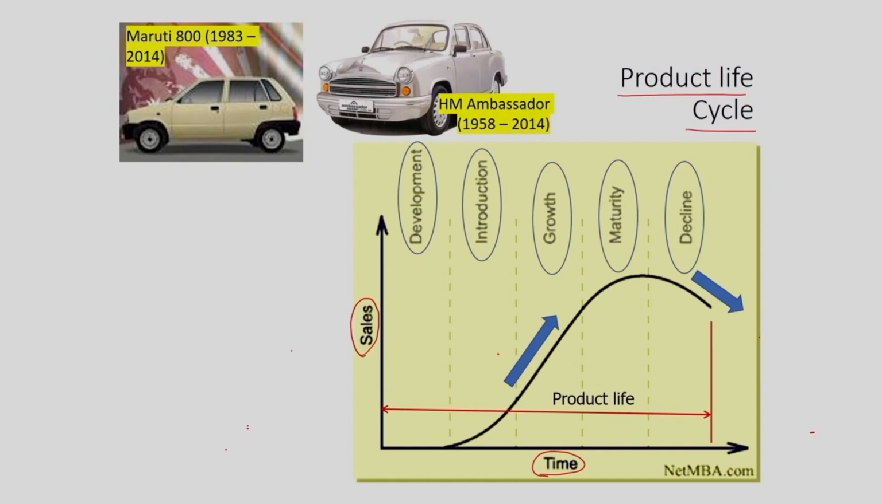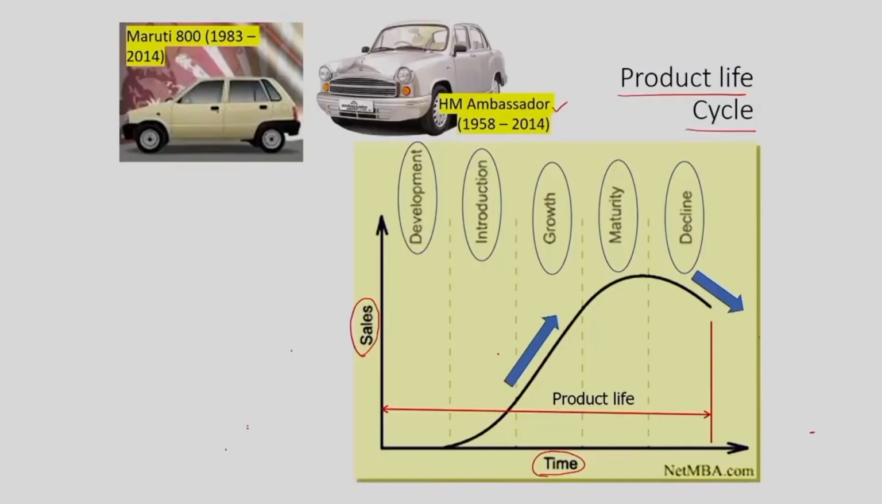So, you just look at, for 4 decades the Maruti 800 was in the market. So, the total product life cycle is approximately 4 decades. Another example is the HM, that is Hindustan Motors Ambassador car. The car was launched in 1958 and it was in the market up to 2014. The product life is again in number of decades.